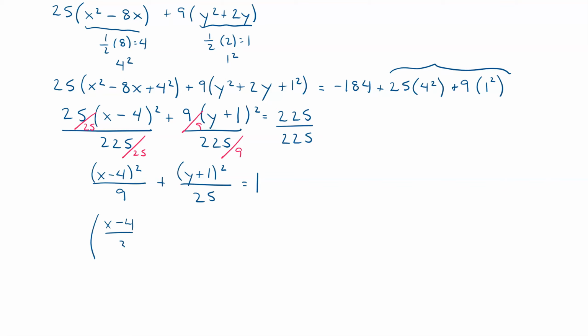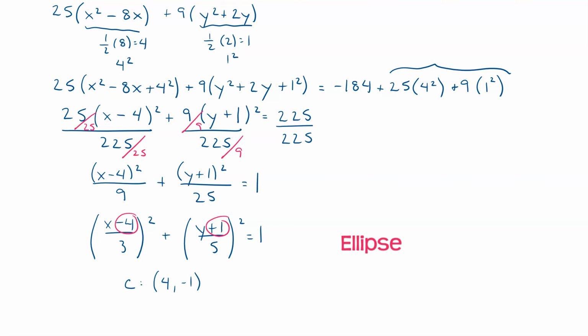I'm going to drop those parentheses all the way down, and I get x minus 4 over 3, the whole thing squared, plus y plus 1 over 5, the whole thing squared, equals 1. And without even knowing what this shape is, you can tell me what the center is. The center is opposite, opposite. My center is 4, negative 1. But the bottoms are different. There's no radius on this because, again, it's not a circle.